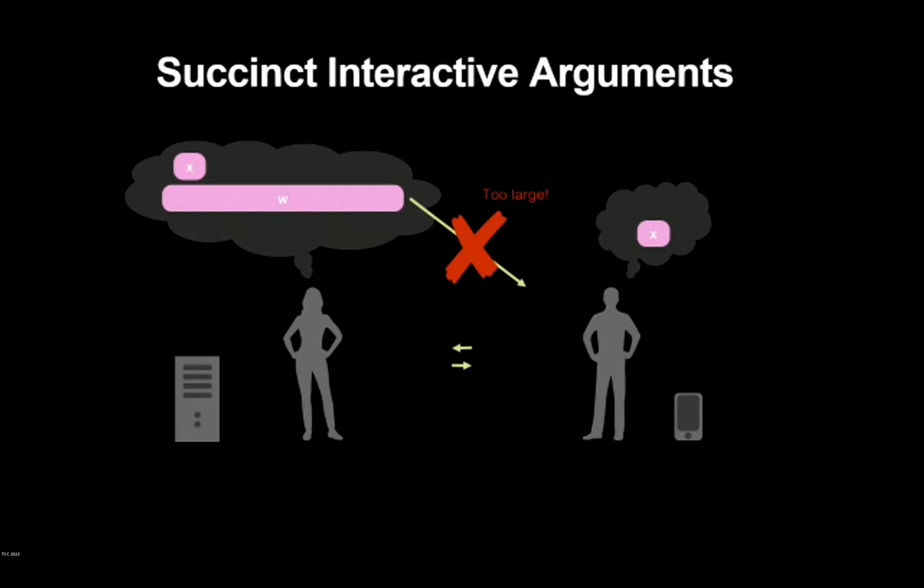And so the idea is that we want an argument system where the transcript of the messages sent is much smaller than the witness size. Yeah, so this type of argument has had a long history of study, starting with Killian in 1992, who constructed the first such argument system.